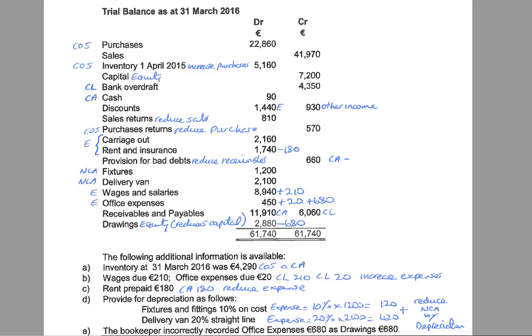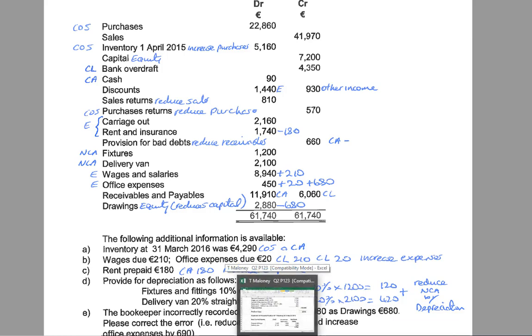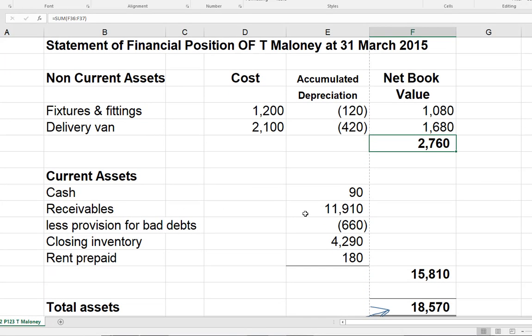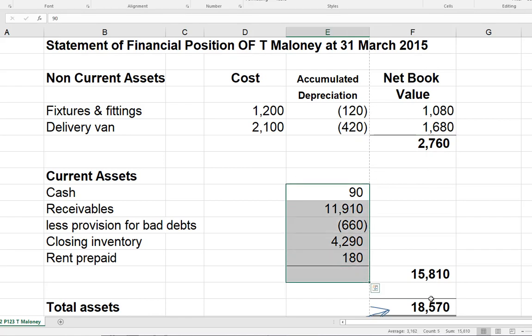And our current assets are things like cash, receivables, closing inventory, and any prepayments. We remember to take away the provision for bad debts from receivables. We could do a little subtotal, but for the sake we won't bother. So our total assets are really all of these, your non-current assets plus your current assets, so the total is 18,570.